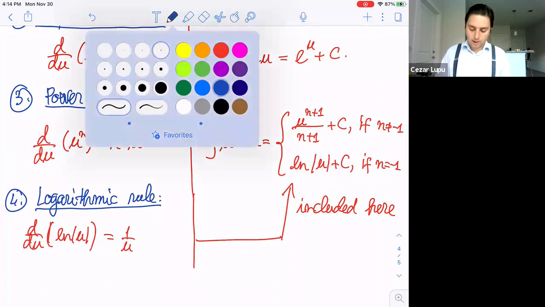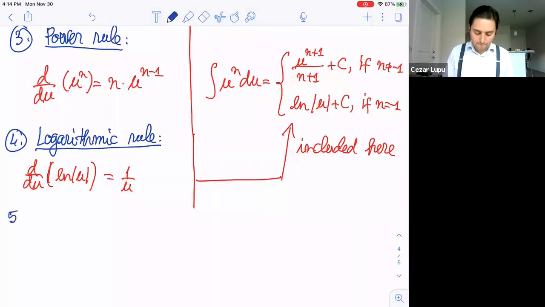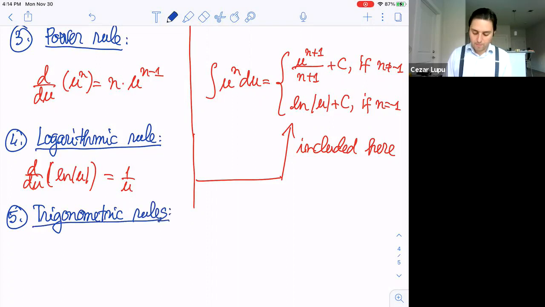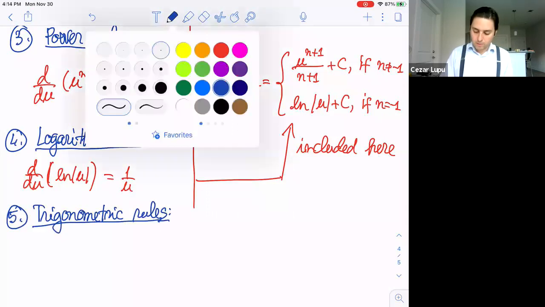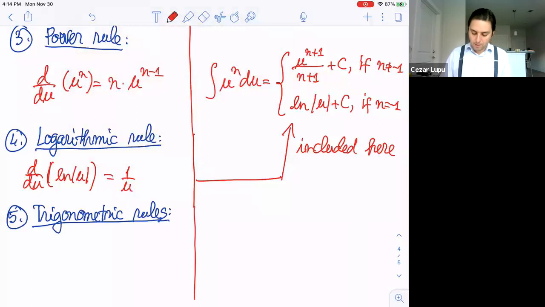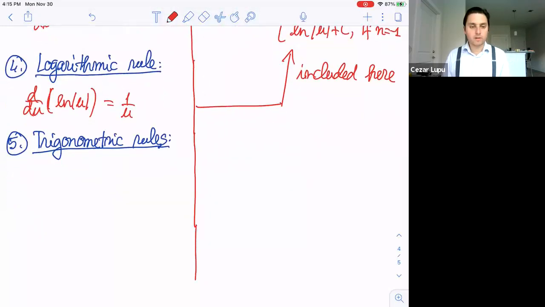Let's see, what else do we have? The fifth one, trigonometric rules. And also we will have some trigonometric rules. So I'll just mention sine and cosine, and then I'll leave the rest to you to read them from the notes. But the same scenario works for the others as well. So here we'll have two of them. And what I will mention is the following. So like I said, I will mention sine and cosine.